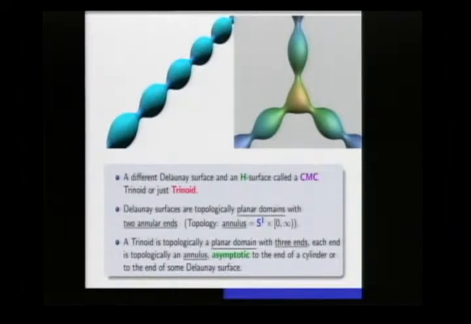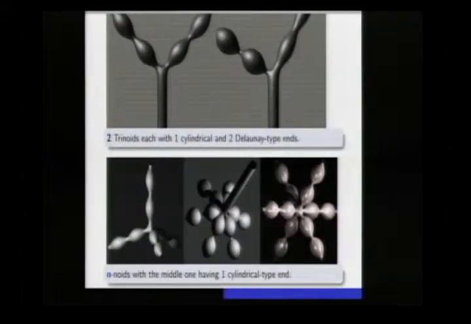And as I mentioned before, the Delaunay surfaces are the model surfaces for annular ends, by Korevaar, Kusner, and Solomon. Annular ends are asymptotic to these. And of course, here are just more pictures. Here's an interesting picture. You can actually have these trinoids with a cylindrical end. You see how quickly they change. Here it's a cylinder, and almost immediately it's a Delaunay surface. Extremely quickly it goes to Delaunay surfaces.